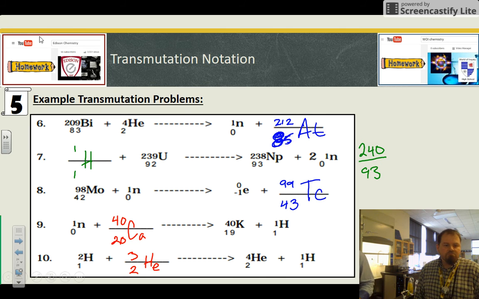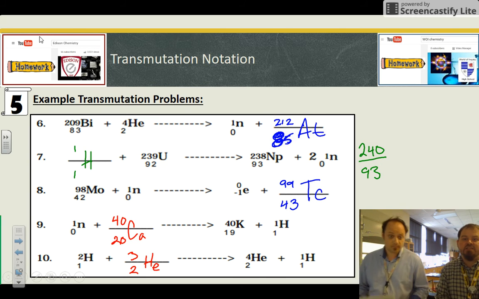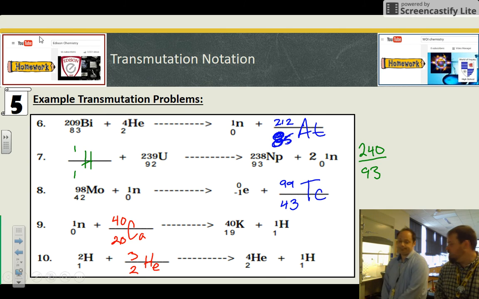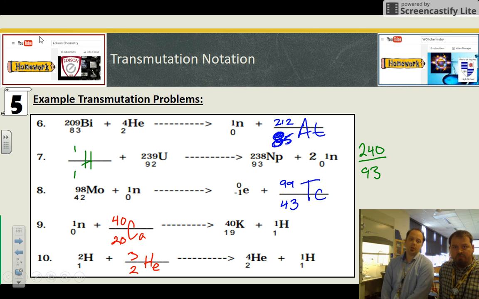The last one is as complicated as these equations are really going to get. Remember, the total mass on the reactant side has to equal the total mass on the product side, the top number. And the total atomic charge, protons, on the left side has to equal the total atomic charge, protons, on the right side. We actually call that nuclear charge. Remember nuclear from before? Because protons are the only subatomic particle in the nucleus with charge.